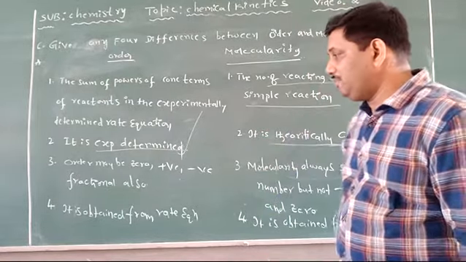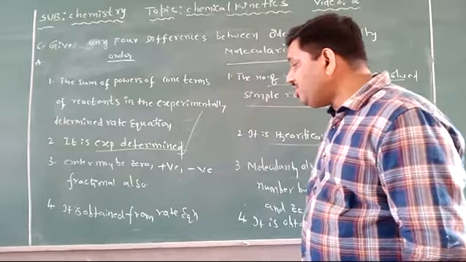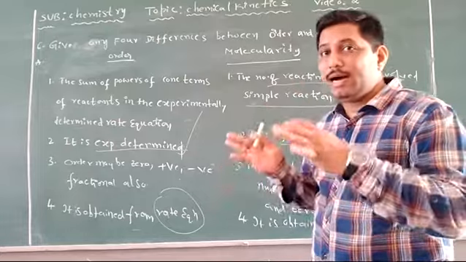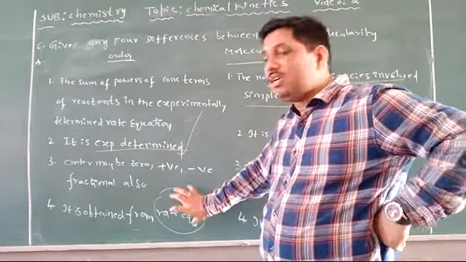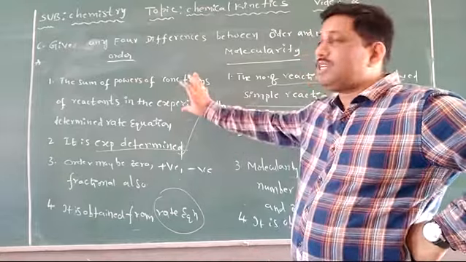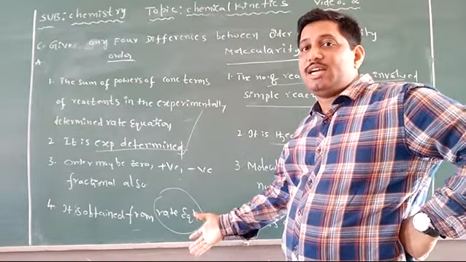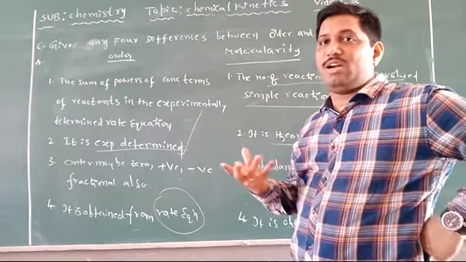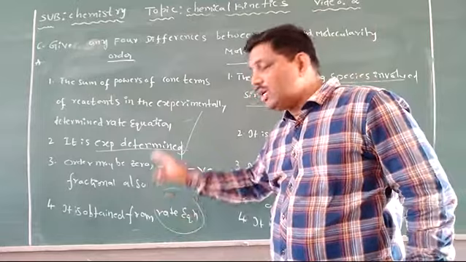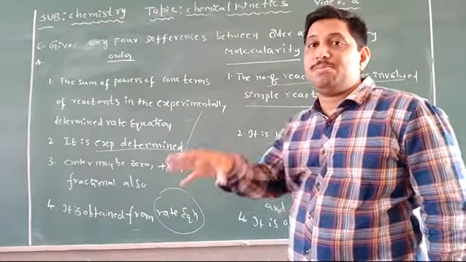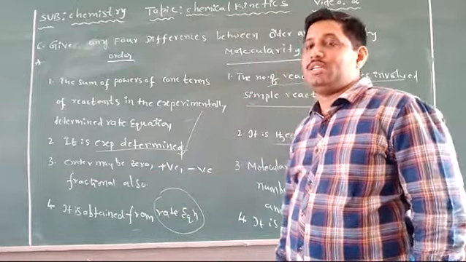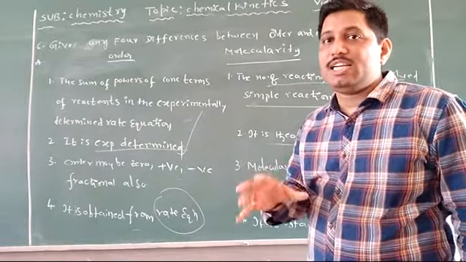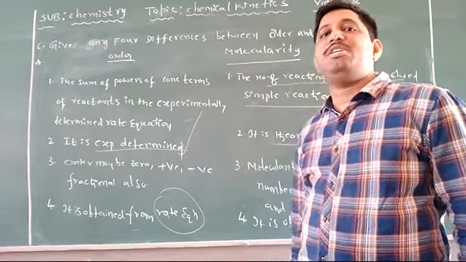Okay students, next one. It is obtained from the rate equation. The order of the reaction is always obtained from the experimentally determined rate equation. Even if a chemical reaction is given, if the rate equation is not given, it is not possible to determine the order of the reaction. Hence, it is obtained only from the rate equation for a particular chemical reaction. Very important point: without the rate equation, rate law or rate expression, the order of the reaction cannot be determined.